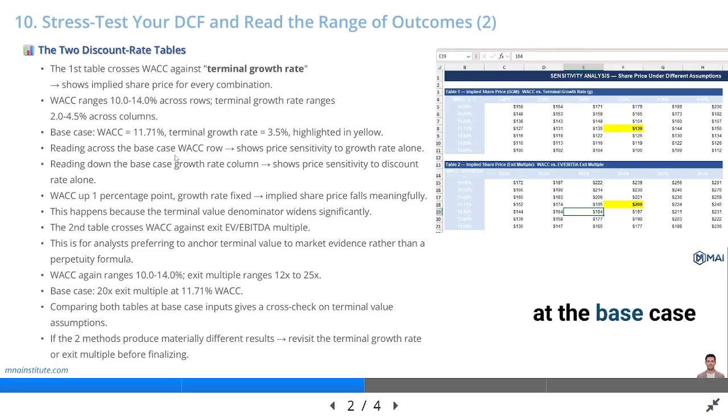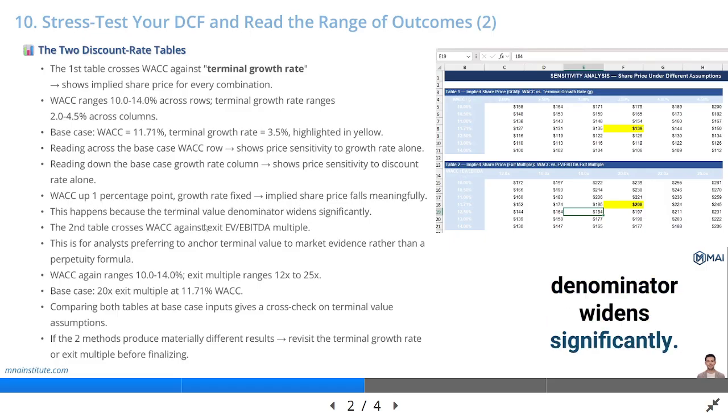Reading across the row at the base case WACC, you can see how sensitive the price is to growth rate assumptions alone. Reading down the column at the base case growth rate, you can see how sensitive the price is to the discount rate alone. If WACC rises by 1 percentage point while the terminal growth rate stays fixed, the implied share price typically falls by a meaningful margin because the terminal value denominator widens significantly.